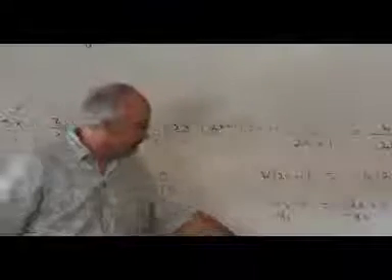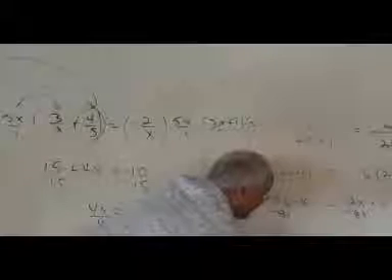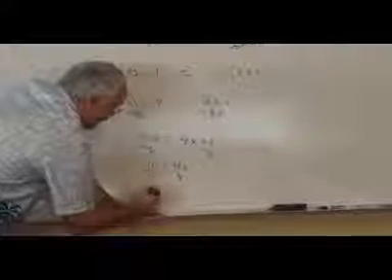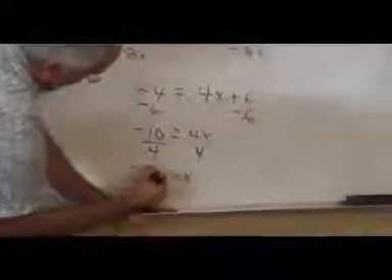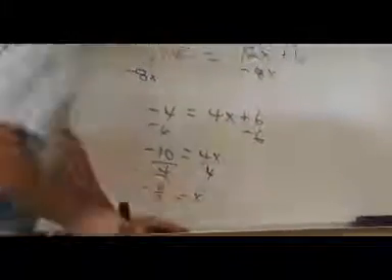Minus 4 equals 4x plus 6. Now I got to start getting x by itself. Subtract 6 from both sides. Minus 10 equals 4x. Divide both sides by 4. And x equals a negative, what is that, 5/2. Reduce it.